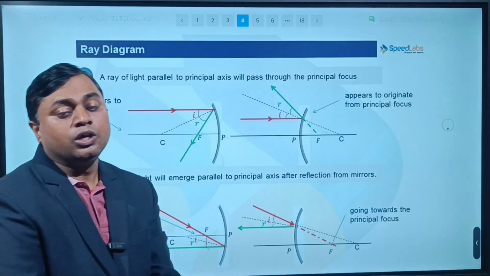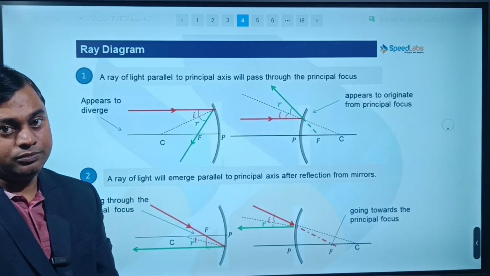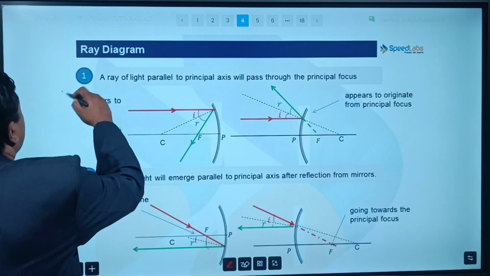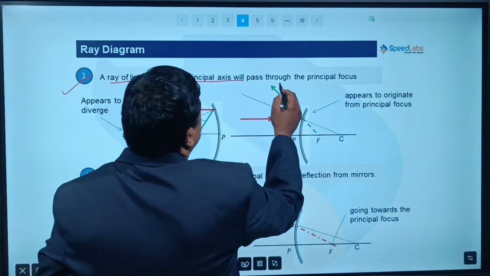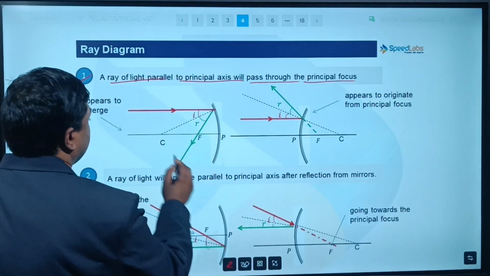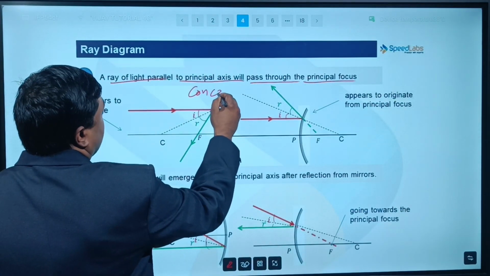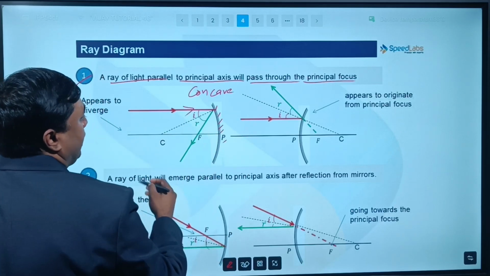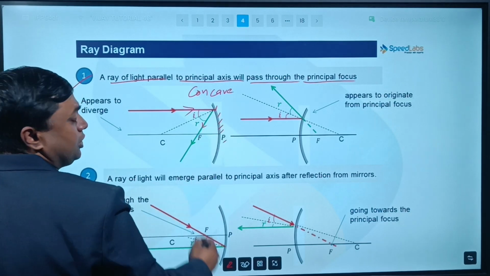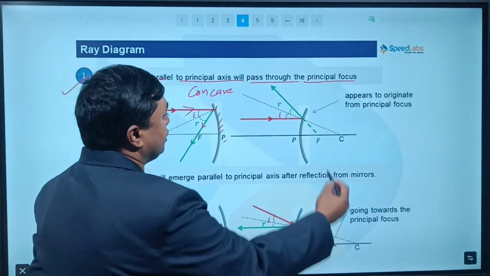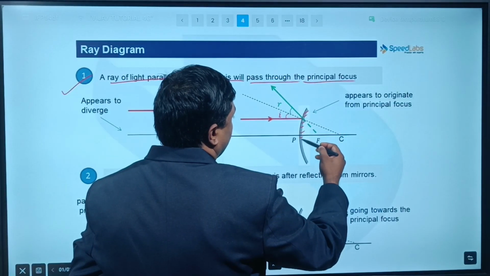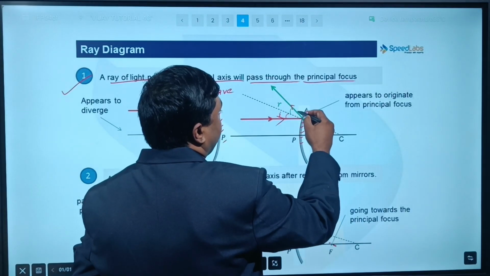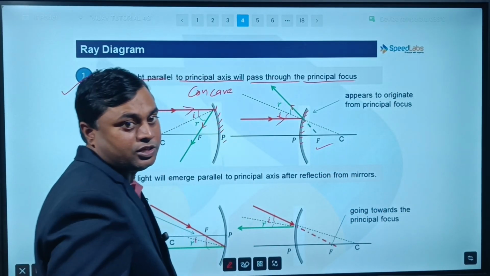Now we should know the rules of image formation in the case of a spherical mirror. First rule: a ray of light parallel to the principal axis will pass through the principal focus. Suppose this is the concave mirror, this part is polished, and this is the principal axis. After reflection it always passes through the focus. If it is a convex mirror, the inner part is polished. If a ray of light is parallel to the principal axis, after reflection it will appear to pass through the focus. Yes or no? This is the first rule.